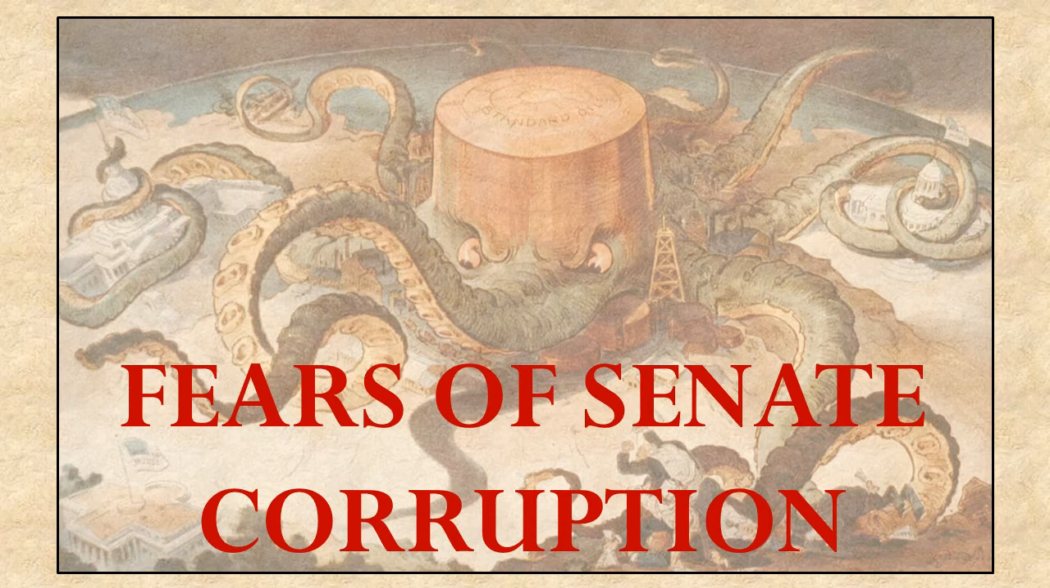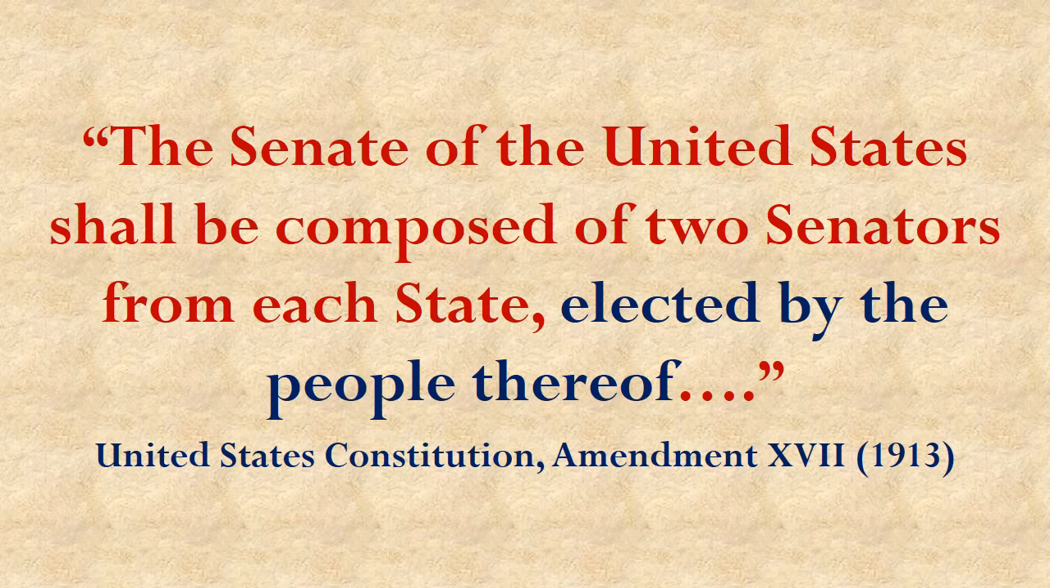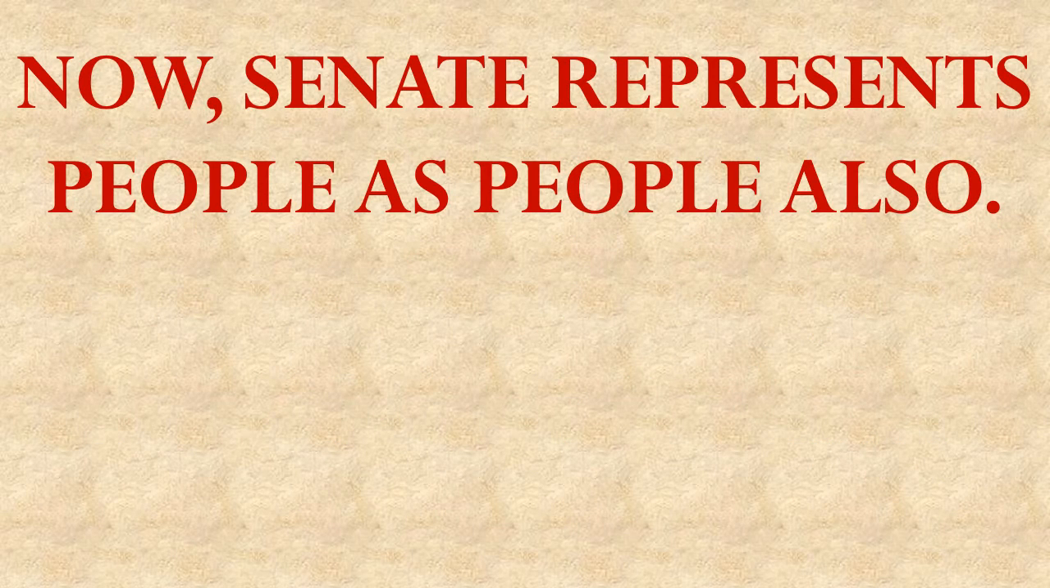Well, as fear of this kind of corruption grew, eventually there was enough weight behind the movement to do something about it that the 17th Amendment was added to the Constitution in 1913 that provided for the direct election of United States senators. No longer would they be chosen by their state governments. Instead, the people of each state would elect them. So now, the Senate represents people as people also, just like the House of Representatives does. No longer are senators representing the interests of state governments. They are representing the interests of people, citizens of the United States that happen to live within that state.